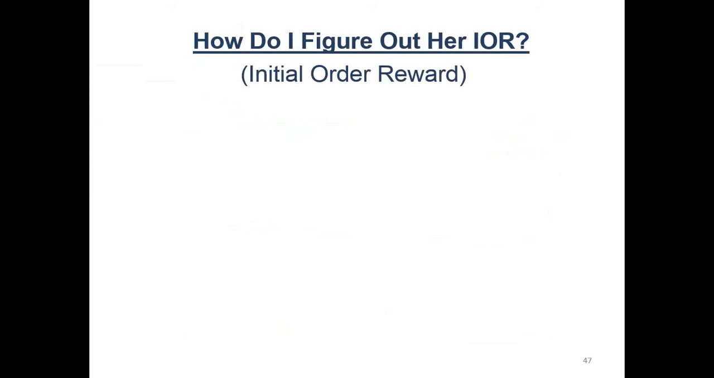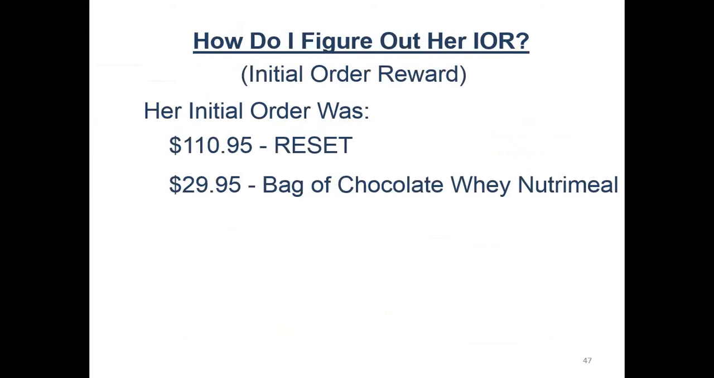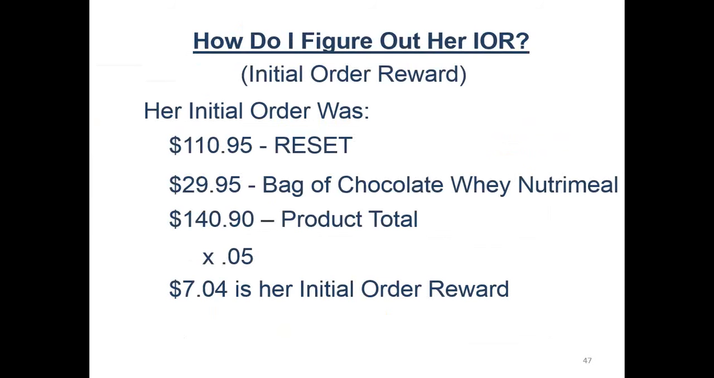How do I figure out her IOR, her initial order reward? Well, it's pretty simple. Her initial order was a Reset for $110.95 and a bag of shakes for $29.95. So this is the total, $140.90. All you do is take that total and multiply it by 0.05 on your calculator, and that's a $7.04 initial order reward.